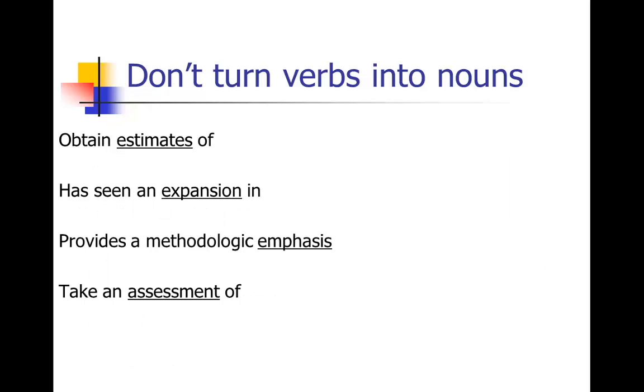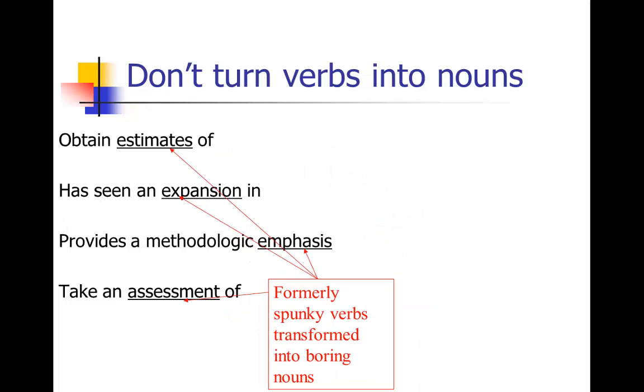And there are just lots of examples of this. Here's a whole bunch of instances that we often see in this type of writing. You'll see things like obtain estimates of, has seen an expansion in, provides a methodologic emphasis, take an assessment of. Right? Interestingly, all of those are examples where we had a nice spunky verb: estimates, expands, emphasizes, assesses. And for some reason, don't ask me why this happens, we started to take these nice spunky verbs and turn them into these really boring, clunky nouns.